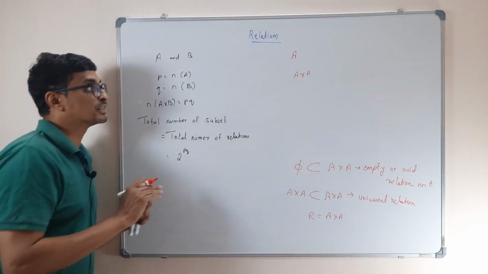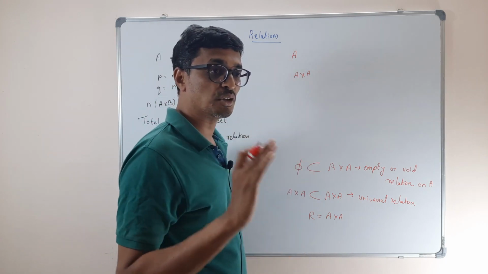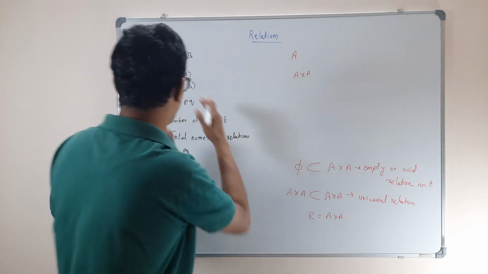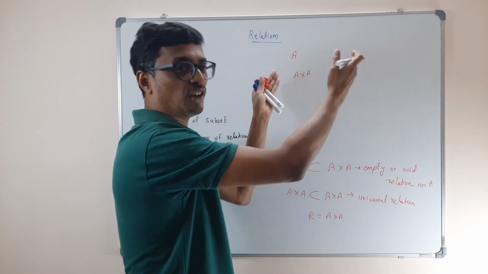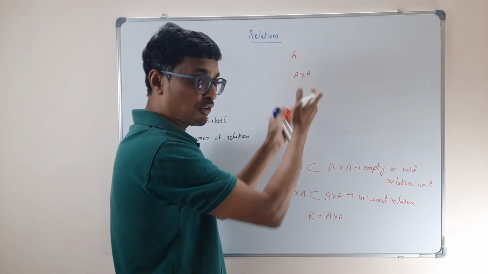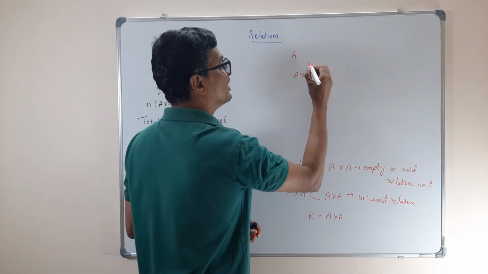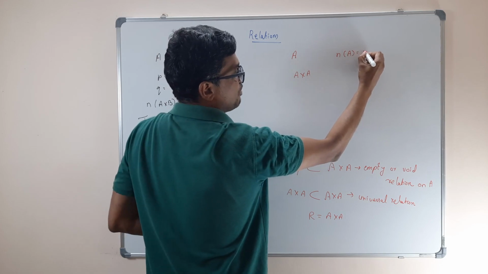Correct? Now I am asking, instead of A and B, I am giving you the same set A. What is the total number of binary relations? When you are making a relation within the same set, that is called a binary relation. So what is the total number of binary relations you will get? 2 to the power of the number of elements of A square. Correct. So n of A, let us call it P.